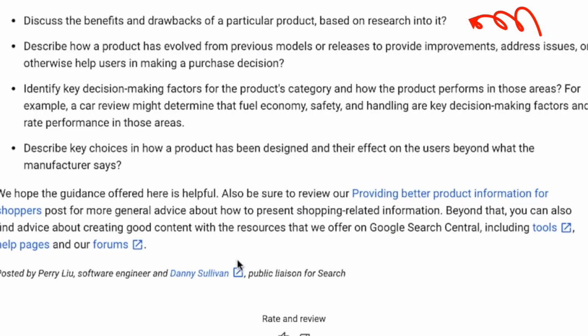Discuss the benefits and drawbacks of a particular product based on research into it, okay? So this is not even specifically saying that you have to own the product, but just on researching into the product, it's asking you to describe the benefits and the drawbacks. In our terms, it's going to be the pros and cons, okay? So what are the pros and what are the cons, the benefits and the drawbacks, okay?